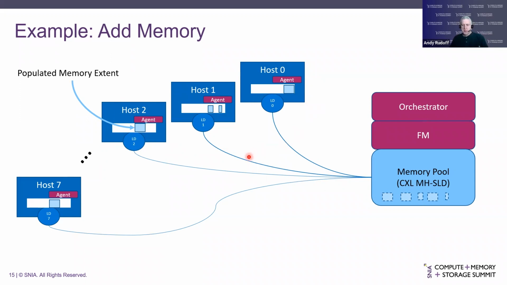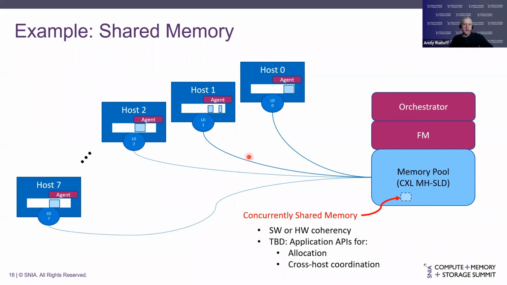Okay, so that's pooling, but what about memory sharing? Well, let's talk about what that would look like instead. Let's say that each one of these hosts now had memory assigned to them. Instead of each getting their own individual memory, they're actually all getting concurrent access to this same memory, this one dashed box over here in the pool. So you can see that's pretty powerful.